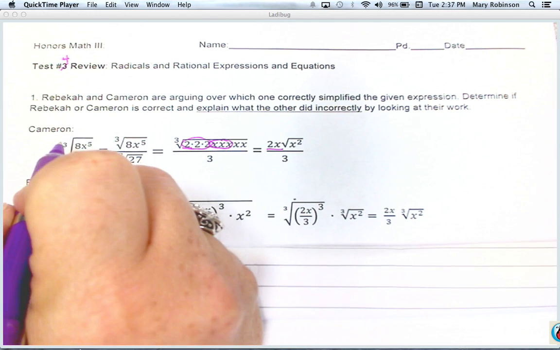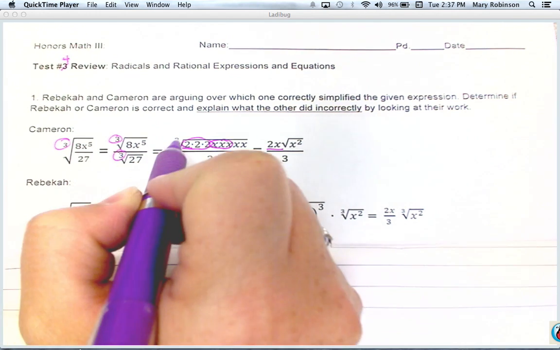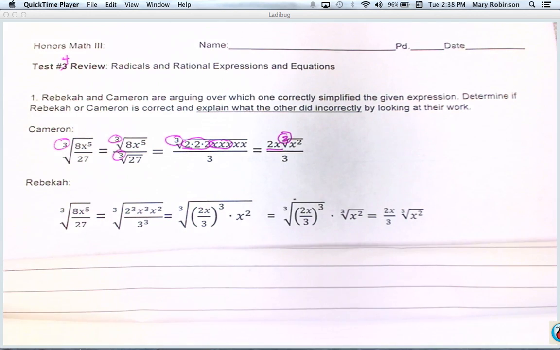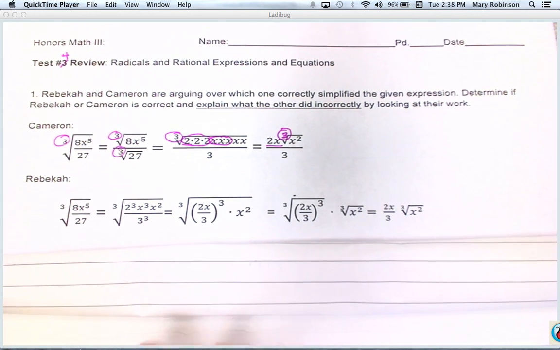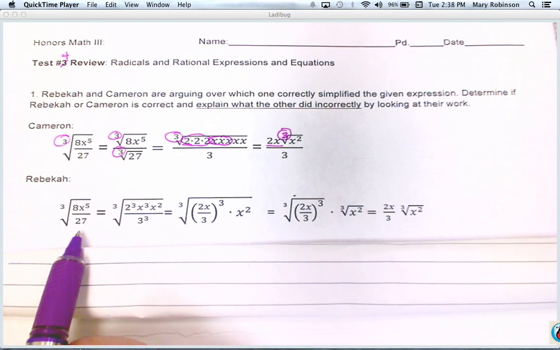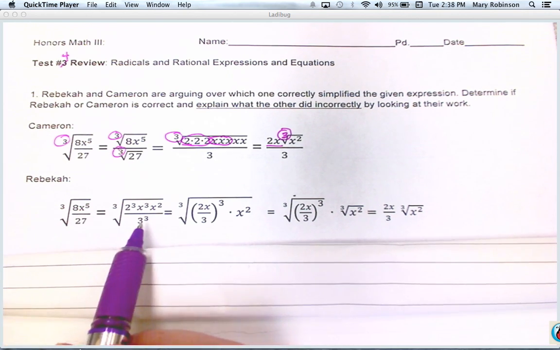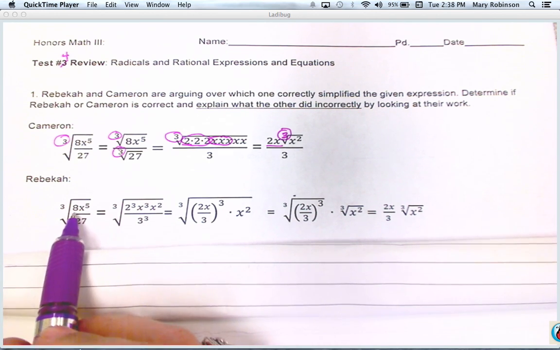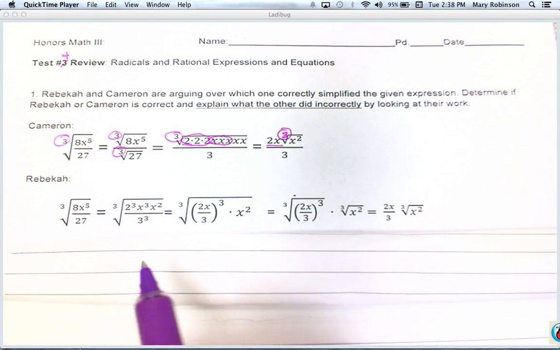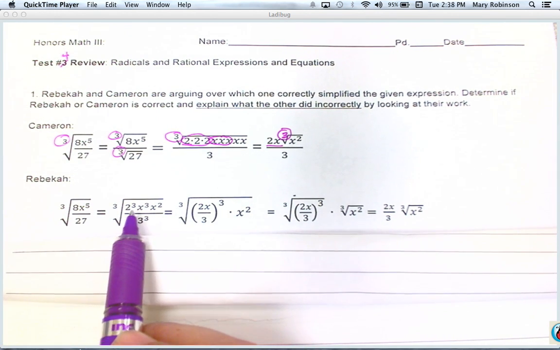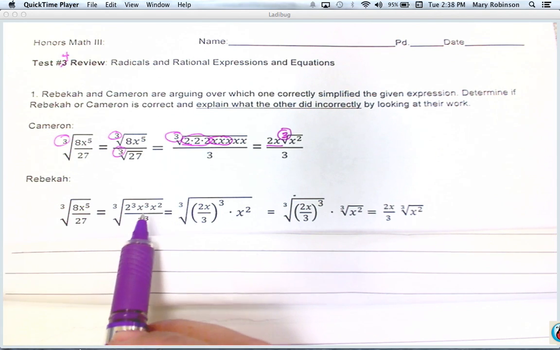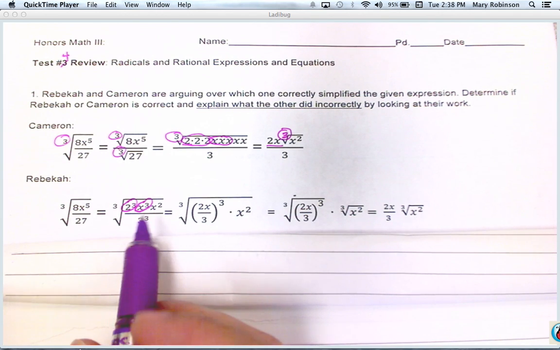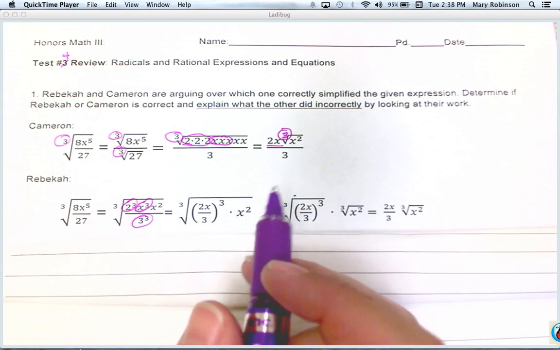Well, remember here we started with cube root, but it looks like Cameron did not include the cube root right here. But let's go ahead and compare that to Rebecca's work. For Rebecca's work, she simplified inside the radical, or she went ahead and wrote the prime factorization for the numerator and denominator. So she's got 2 cubed, x cubed, and x squared. X cubed because she's got a group of 3 of those. And then she's got 3 3's.